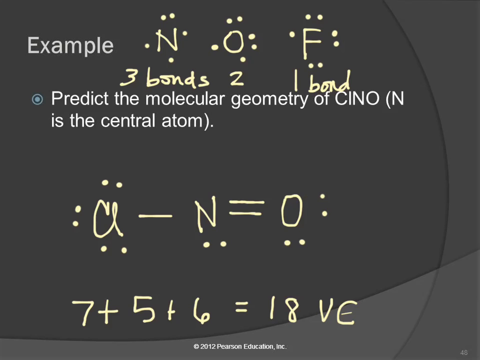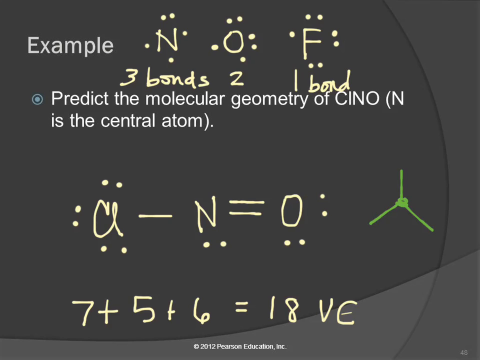Now we're going to look at the central atom, nitrogen, and ask ourselves how many groups of electrons? 1, 2, 3. 3 groups of electrons. And so when we draw, we could draw the electron geometry. So here's the nitrogen in the middle, and we're going to have 3 groups that are trying to get away from each other. That's what the electrons do.